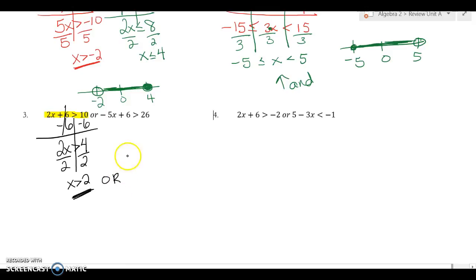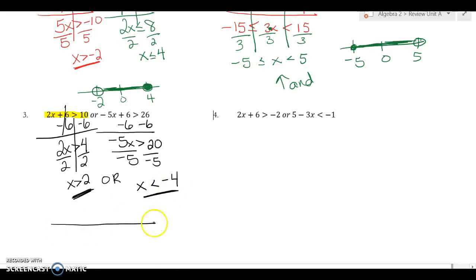And then it's an OR, so now I need to do this one. I'm going to minus 6 on both sides, and I get negative 5x is greater than 20, and I divide by 5. Now remember, I just divided by a negative, so I need to flip my inequality. So there's my second answer. So my answer is x is greater than 2, or x is less than negative 4. And so this is an OR, so a union, so it goes one way or the other.